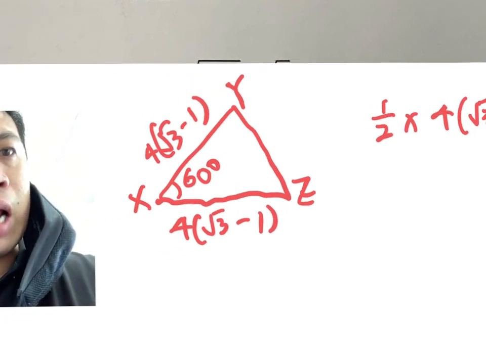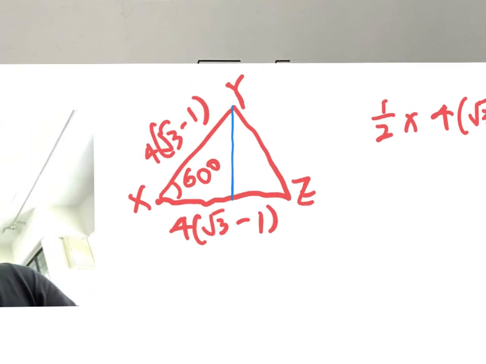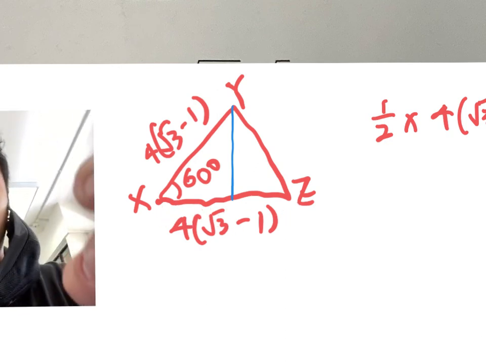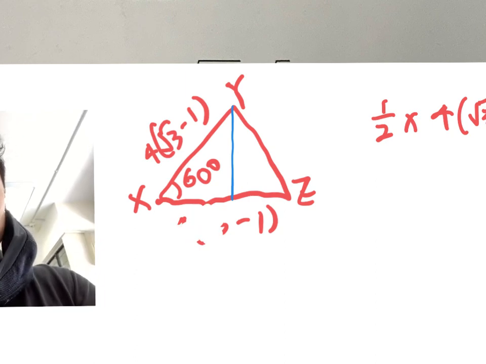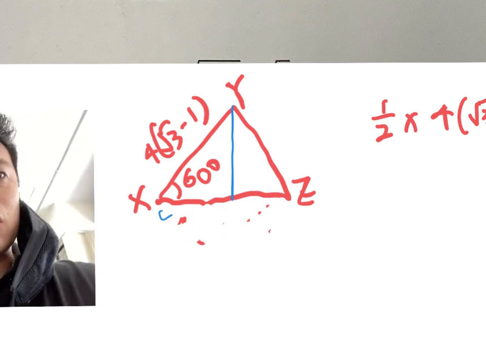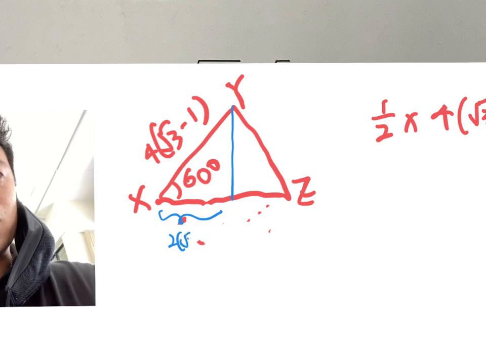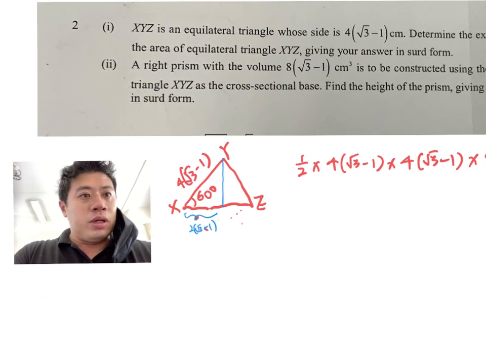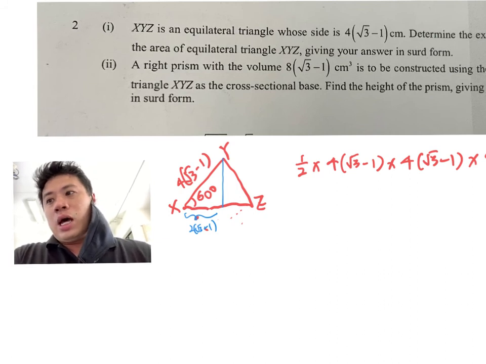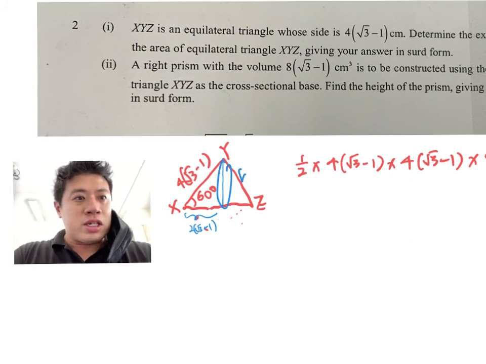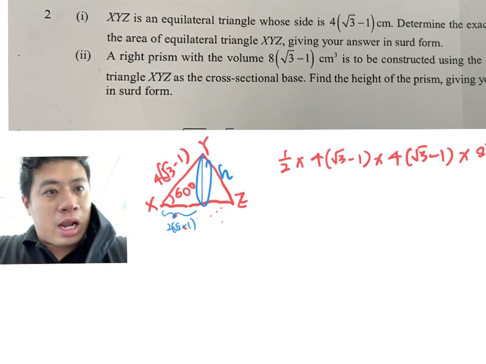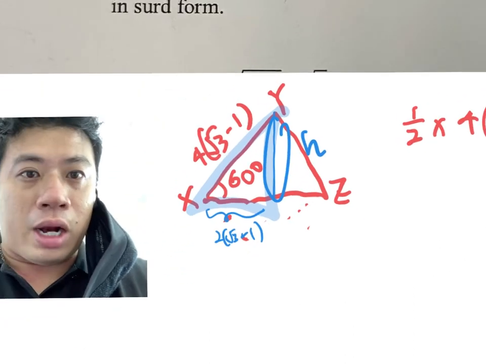You can use it to solve the question, or if you do not know, then you can simply do what I do here. I cut the triangle into two. I acknowledge that if this is 4 square root 3 minus 1, then this portion will be 2 square root 3 minus 1. And what I do is I will apply Pythagoras theorem to find the height of the triangle first, so that I can do half times base times height. So to find the height of the triangle, I recognize that I need to use Pythagoras theorem.